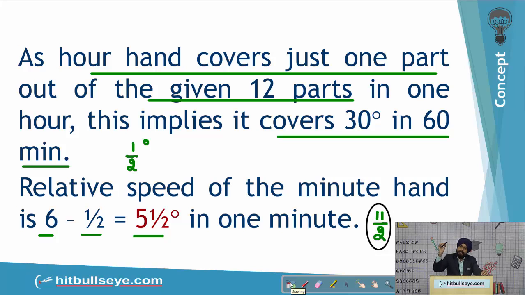The minute hand travels 6 degrees per minute. The hour hand covers half a degree. As both the hands move in the clockwise direction, the relative speed will be their difference. Now 6 minus half gives us 5.5 degrees or 11/2 degrees. This is the relative speed of the minute hand. So relative means the degrees which the hour hand will travel have already been calculated and subtracted from the speed of the minute hand.